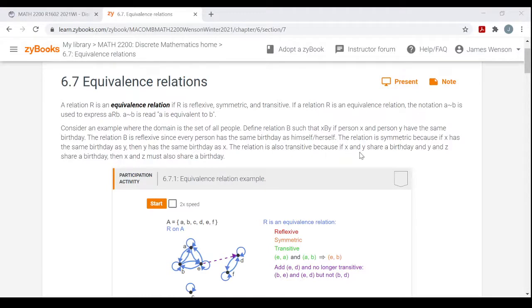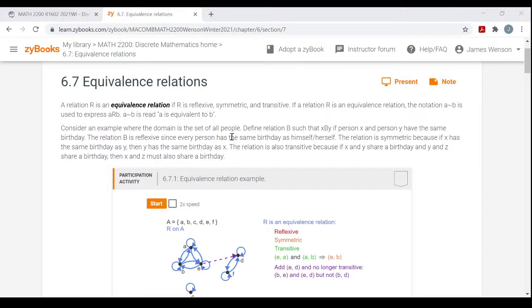Because if X and Y share a birthday, and person Y and person Z share a birthday, well then X and Z must also have that same birthday. So if there's an arrow from X to Y and an arrow from Y to Z, then there's also an arrow from X to Z, for any values, for any people X, Y, and Z. If you're seeing the first two arrows, you're seeing that third one.